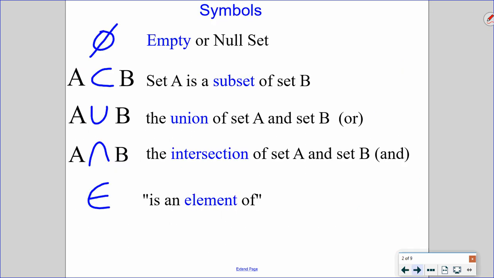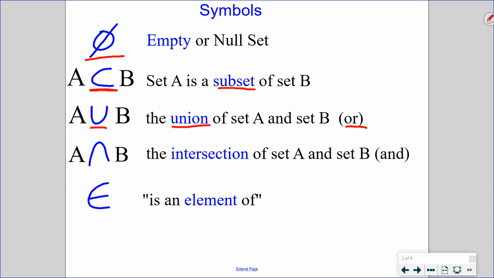All right, these are some of the symbols that we use with sets. The first symbol stands for the empty or null set, so that would mean there are no elements in that set. The next symbol, which kind of looks like a sideways U, stands for subset. The next one, which does look like a U, stands for the union of two sets. So here you'd be looking for the elements that are in set A or set B.